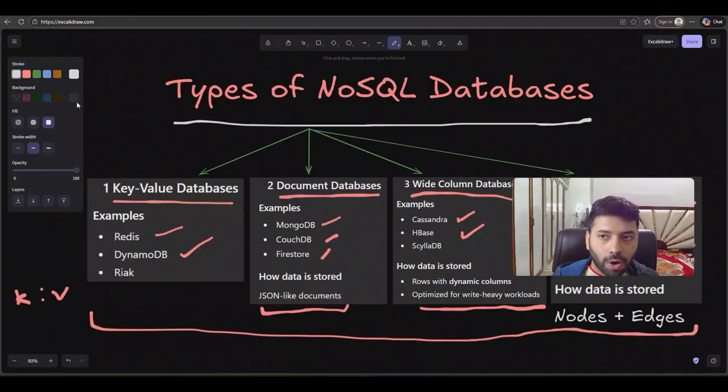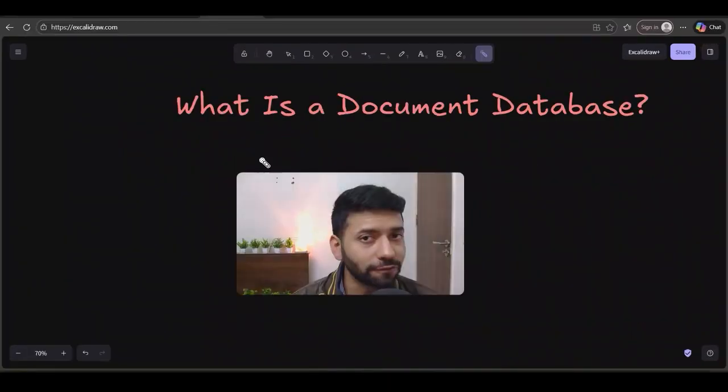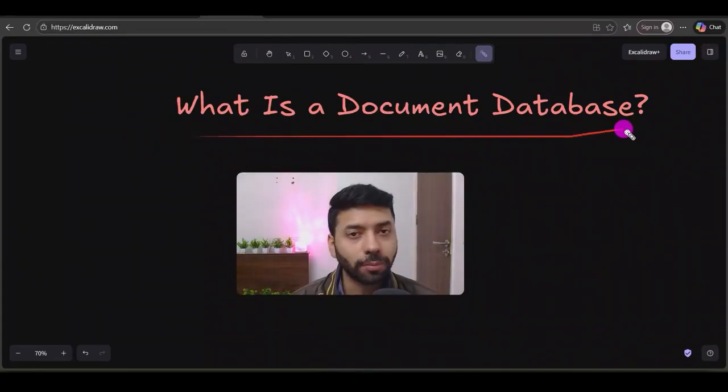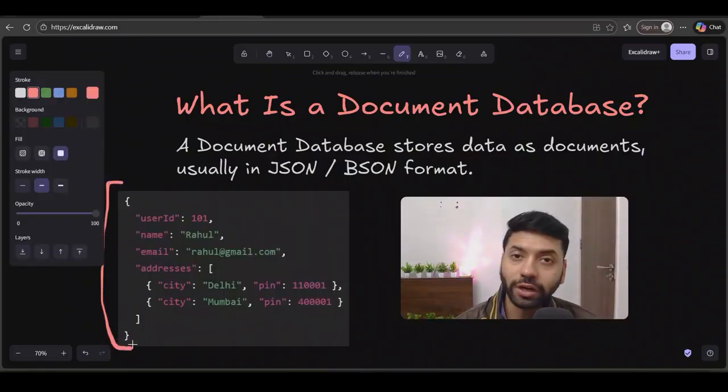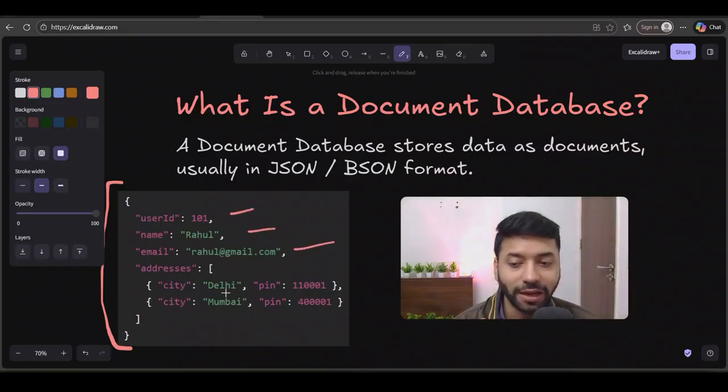Next, we are going to talk about the document database. The very first question that comes to mind is, what is a document database? A document database is a type of NoSQL database which stores data as documents, usually in JSON format. This is an example of how data is stored in a document database. You can see this is in JSON format. Here we have information related to users: user ID, username, email, and the addresses of the users as well. All the information that is required related to a user will be stored together in JSON format.